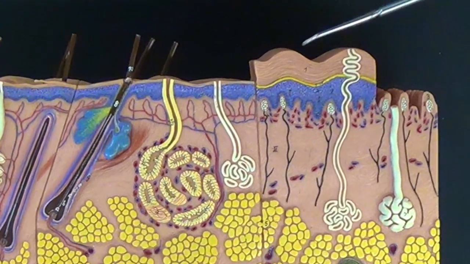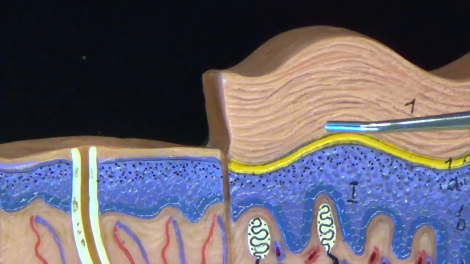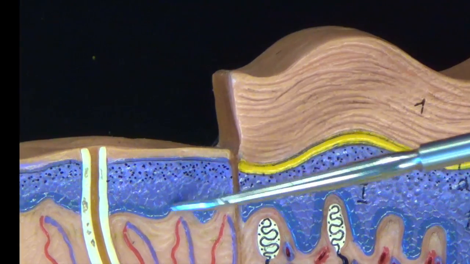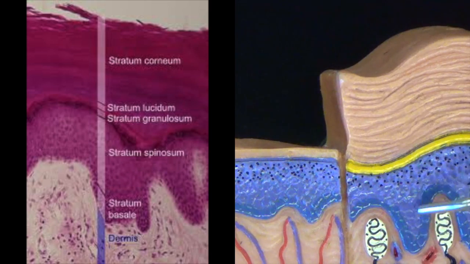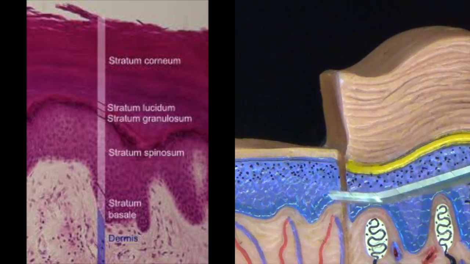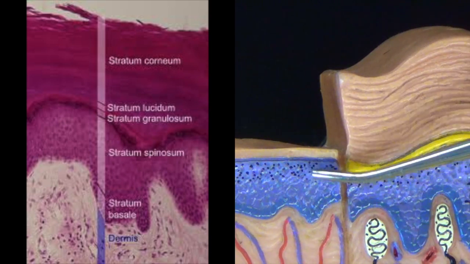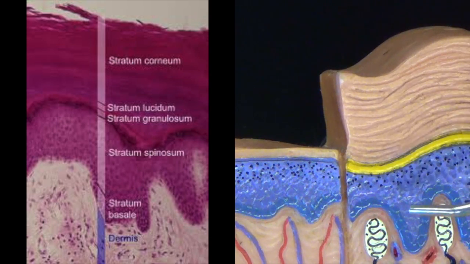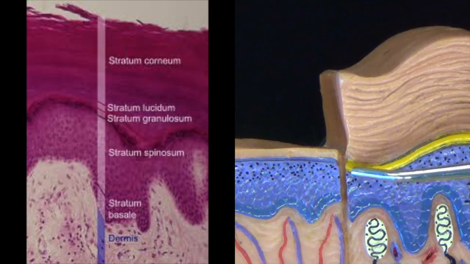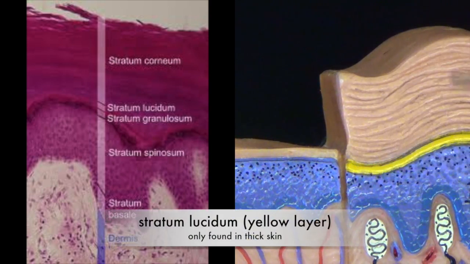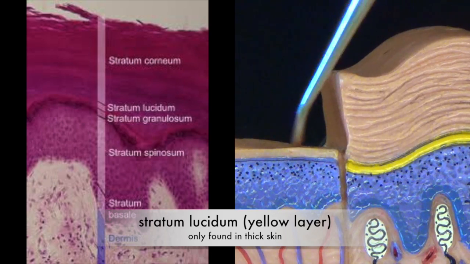So now, let's take a closer look at the epidermis. The bottom layer of the epidermis is called the stratum basale, and this is where the cells are most mitotic and are actively dividing. As the cells divide, they move up through the different layers. Above the stratum basale is the stratum spinosum. Then above that is the stratum granulosum. Then in thick skin, we have another layer called the stratum lucidum, and you can see that this is not found in normal skin.